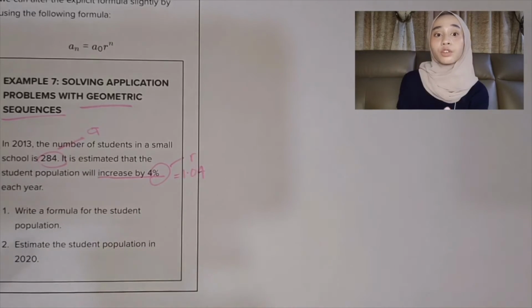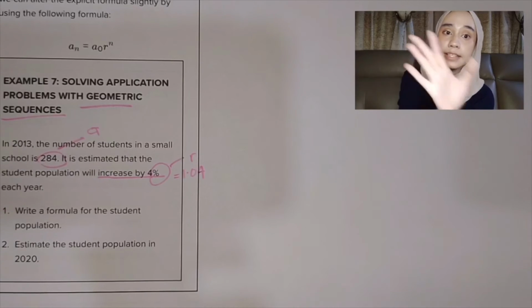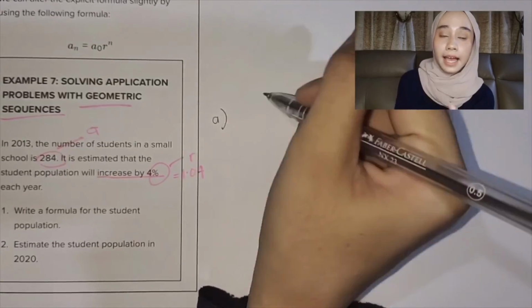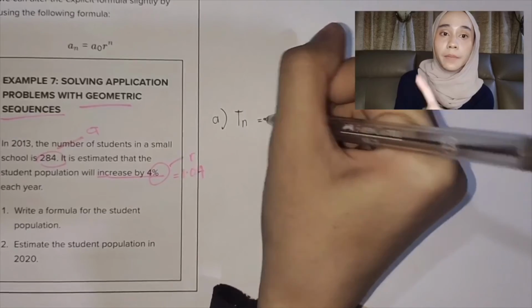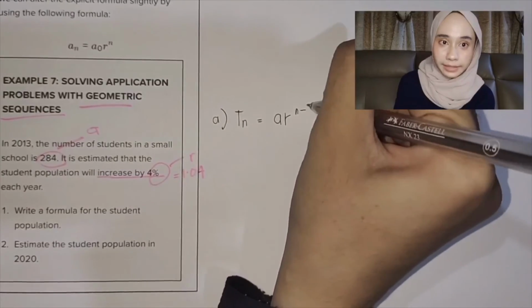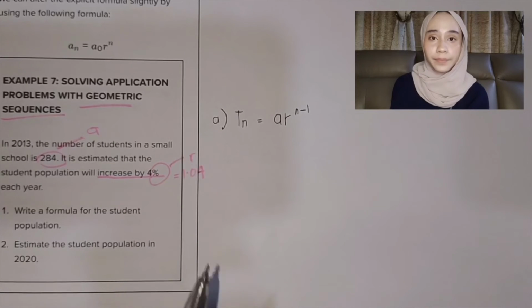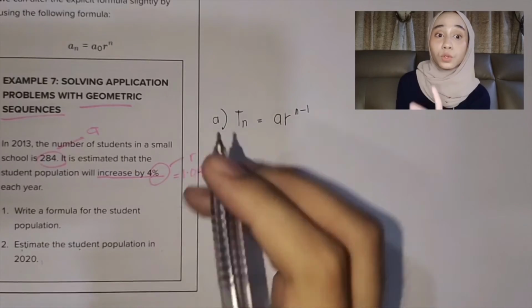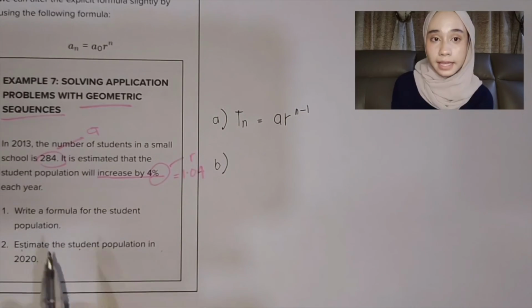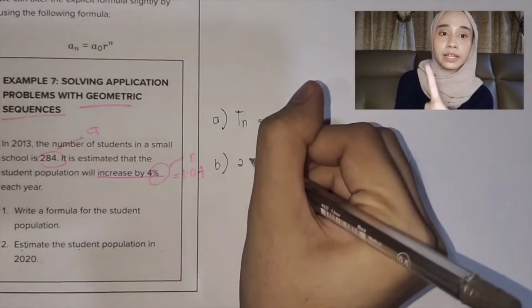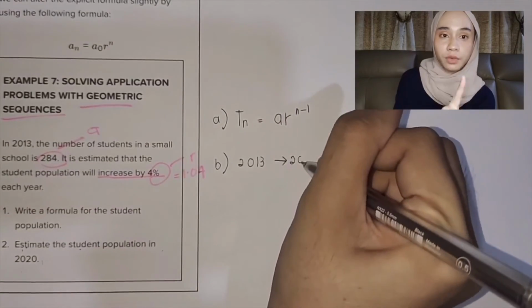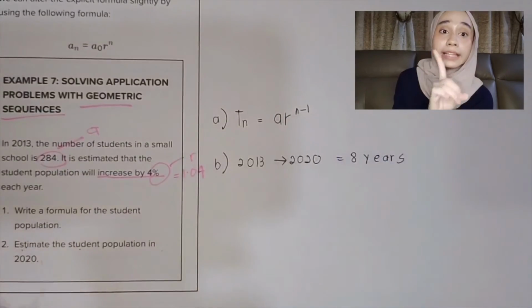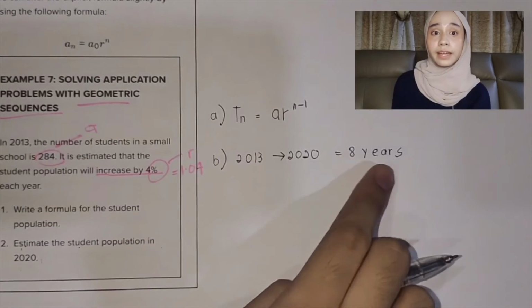Okay, as we can see, this question asks for the term of a geometric sequence. So the formula for the term of a geometric sequence is Tn equals a r to the power of n minus 1. Okay, so now the next question asks for the estimated student population in 2020. So for the second question, firstly, we need to find the number of years between 2020 and 2013. So it equals 8 years. So the 8 years is defined as n.